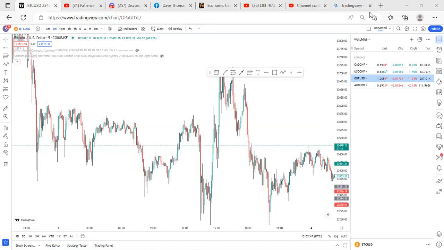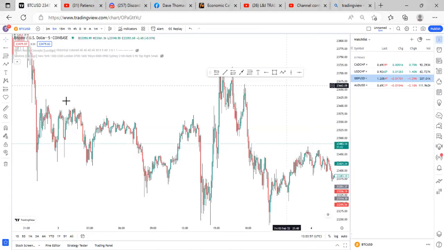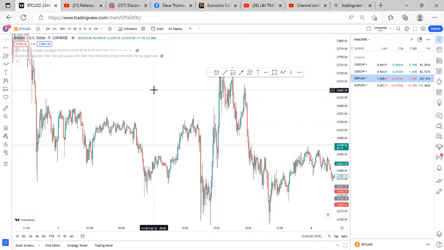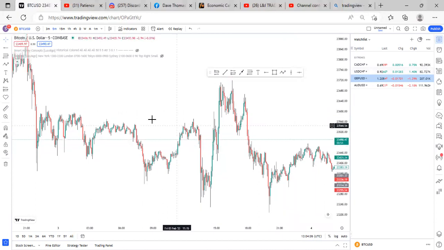So you'll want to come to your search, TradingView, look for tradingview.com. It's all free. Then this will open up. You won't have any of this, and this will look a little bit different. But all told, it's what you're looking at. Don't worry about what's down here just yet. We're going to get you set up with what we use.